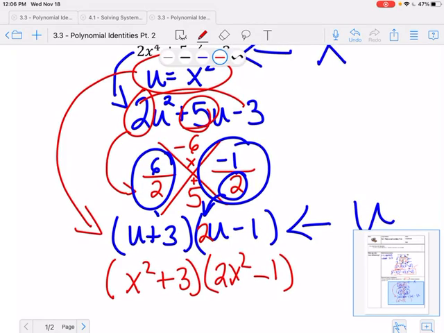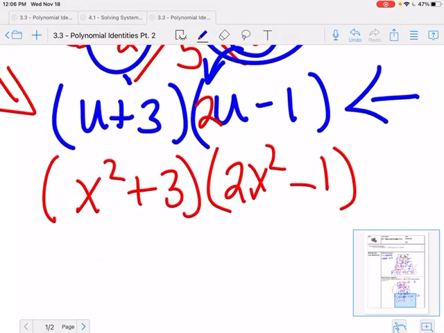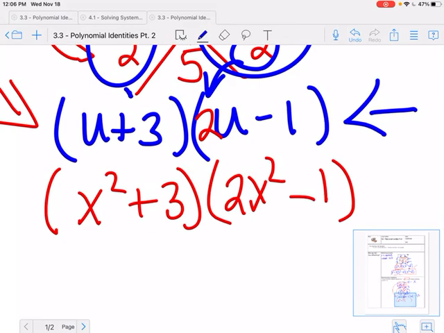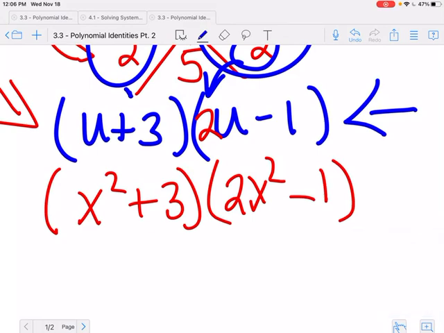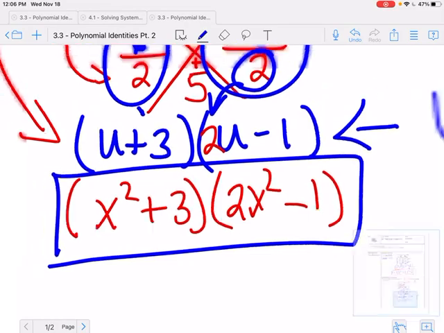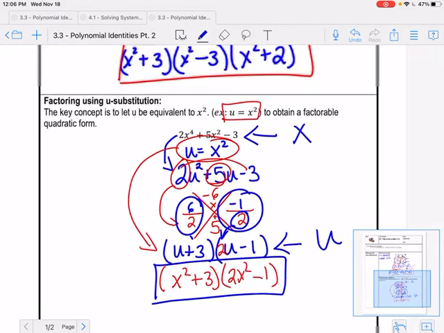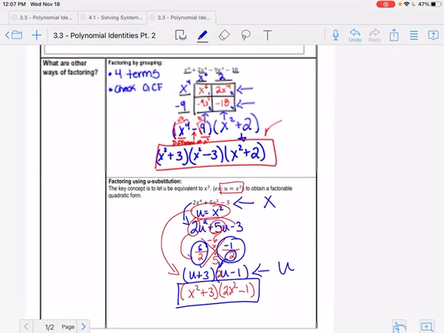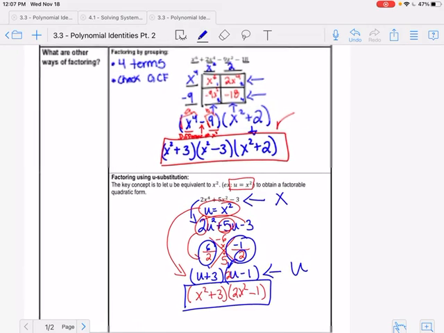So again, can you simplify further? The answer in this case would be no. There's nothing else you can factor, so that would be your answer. So those are the new factoring techniques that you have. So now you have 4 identities plus 2 more.